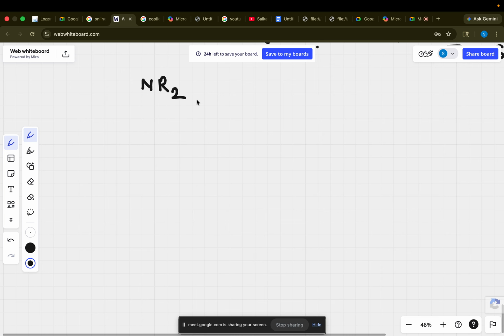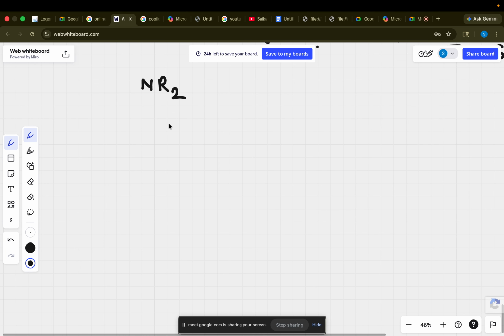Now suppose you have NR2. Can you tell me, will it be a terminal ligand or a bridging ligand? NR2, terminal or bridging? Terminal. All of you say terminal.